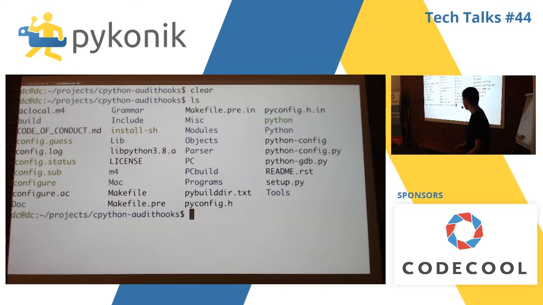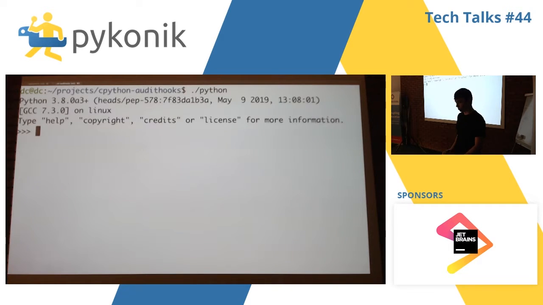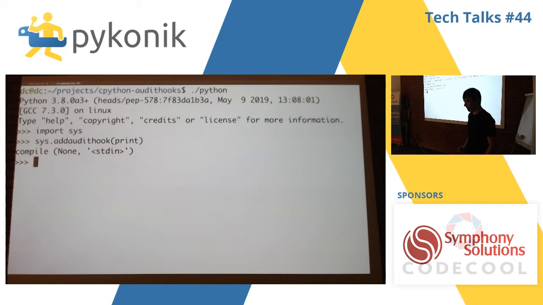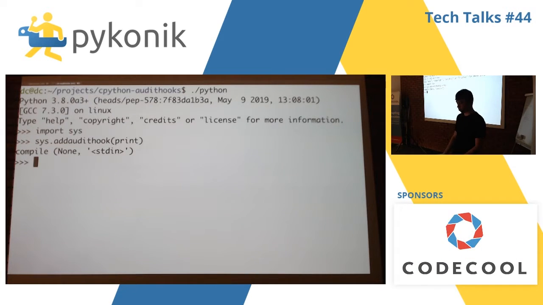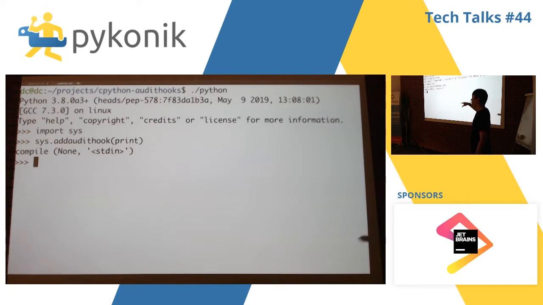Okay, so I have here a repository with an implementation of these audit hooks, and this adds two functions to the sys module. One is add audit hook, and I can, for example, pass print here. And the second one is sys audit, for triggering this audit hook function if you want to write some tests for it. Since I added the audit hook here, whatever I do now will be audited with the function I provided.